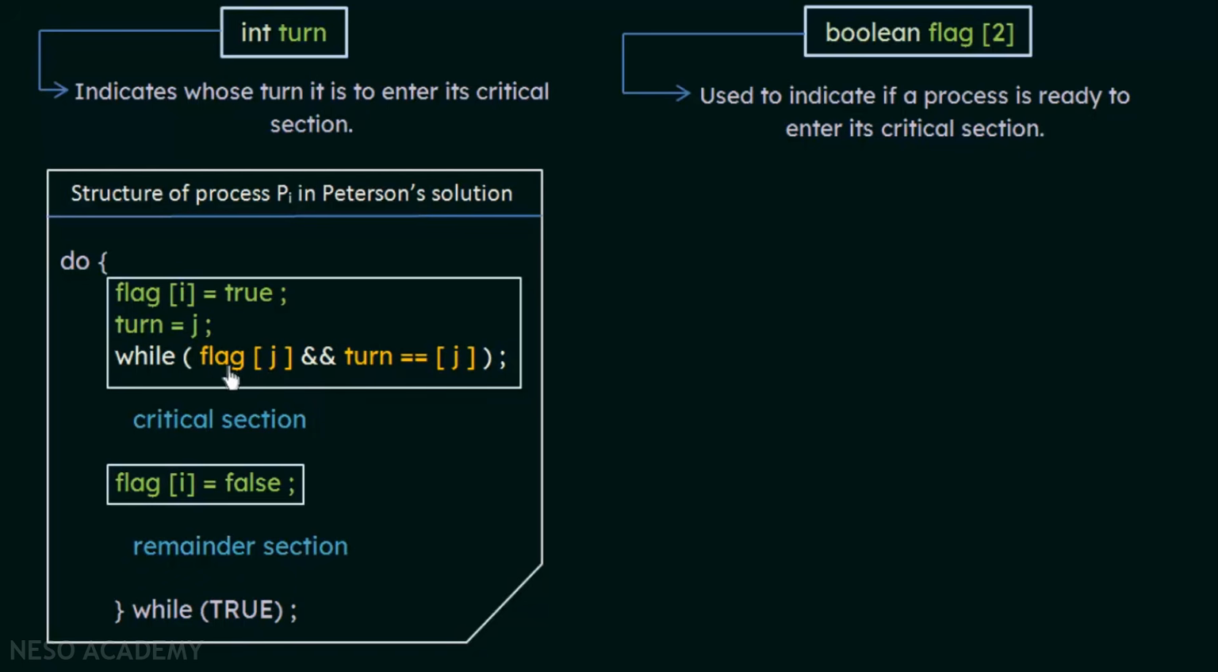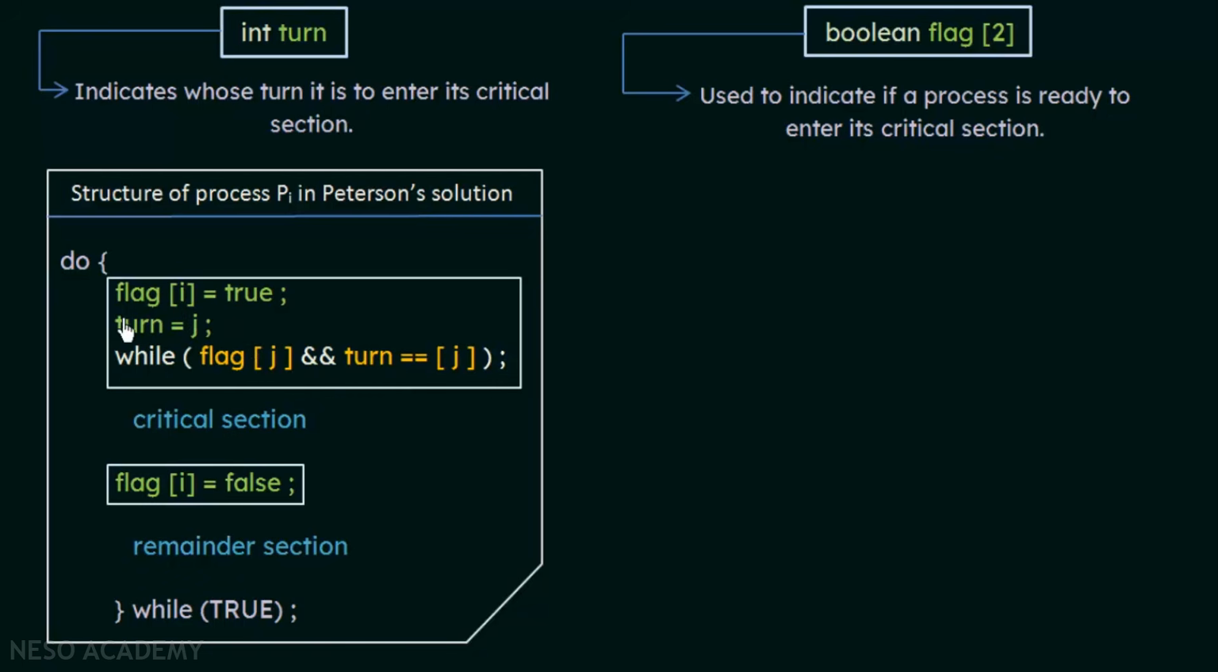Only when this condition becomes false will the control break from this while loop and come to the next statement, which is the critical section. So keep in mind that as long as this condition is true, it will never go to the critical section, but will remain in this while loop. Alright, so let's try to analyze this again.